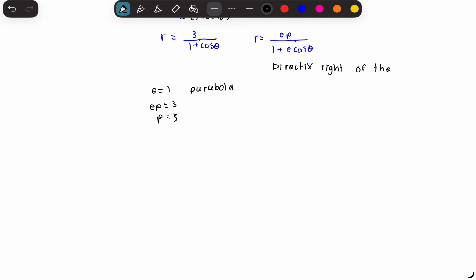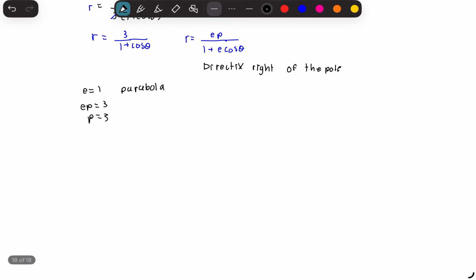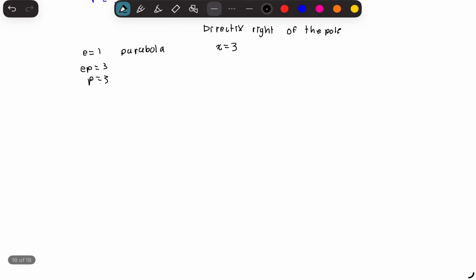And because it's right of the pole, we know that the pole is at (0, 0). So that means that if we were to graph where the directrix is, it would be at x is equal to 3. It would be that vertical line there. Now, after this, we need to find our polar axis intercepts. So at theta is equal to 0, you would have r is equal to 3 over 2, and that would be the point (3/2, 0).